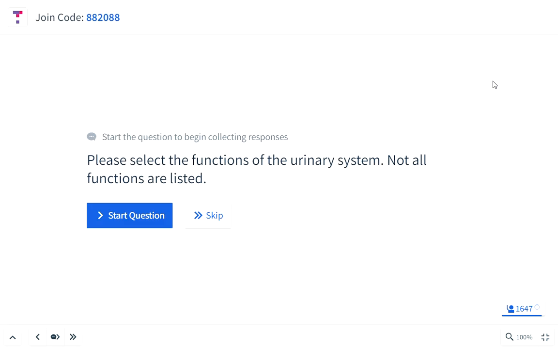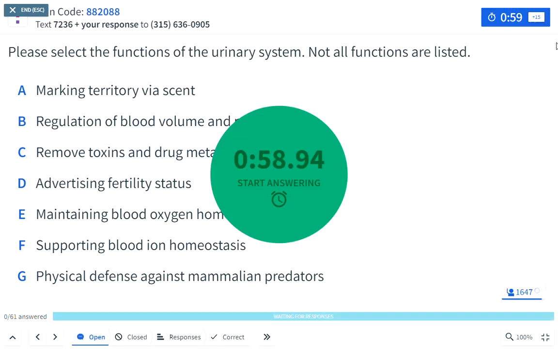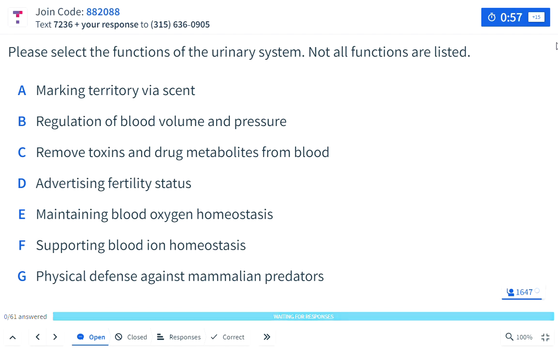So let's pause for a moment and have a review question. This is a select all question. Please select the functions of the urinary system. Not all of the functions we talked about earlier are listed. Also, there are distractors out there that may be true for the urinary system of other mammals.